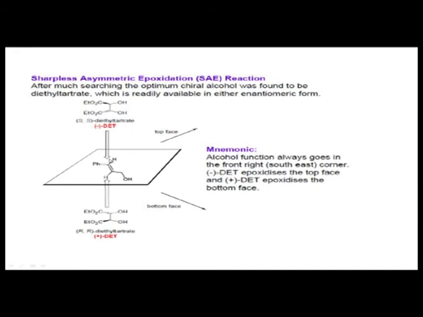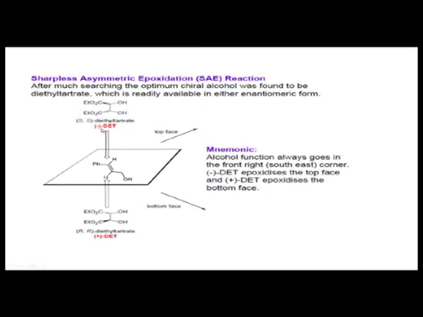Now, what Sharpless observed is that if you add diethyl tartrate, titanium isopropoxide, and t-butyl hydroperoxide all together with the allylic alcohol, you get discrimination: you get either the alpha or the beta epoxide. Now, which one do you get? There is a mnemonic device, a way to remember that.